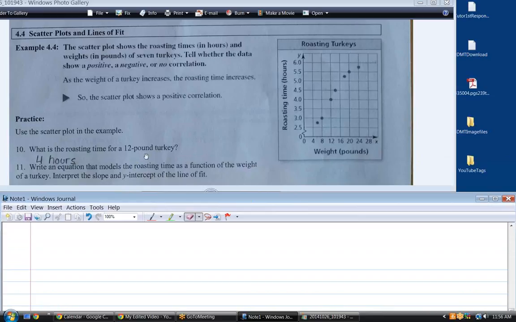Notice the horizontal axis is the weight of the turkey. The vertical axis is how much time you have to cook it. Now, clearly, the heavier the turkey, the longer you have to cook it.